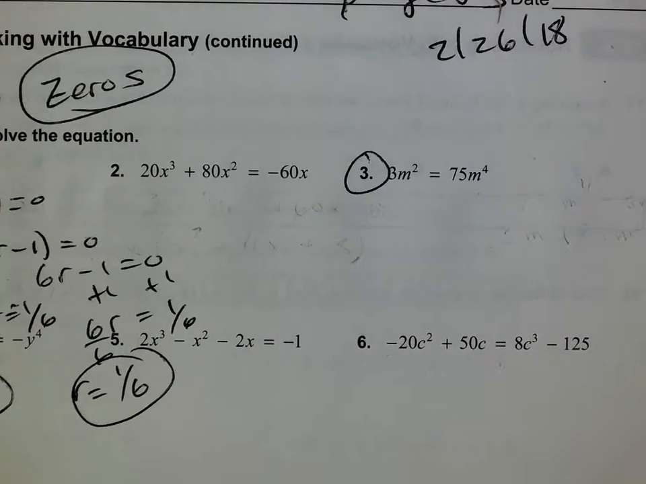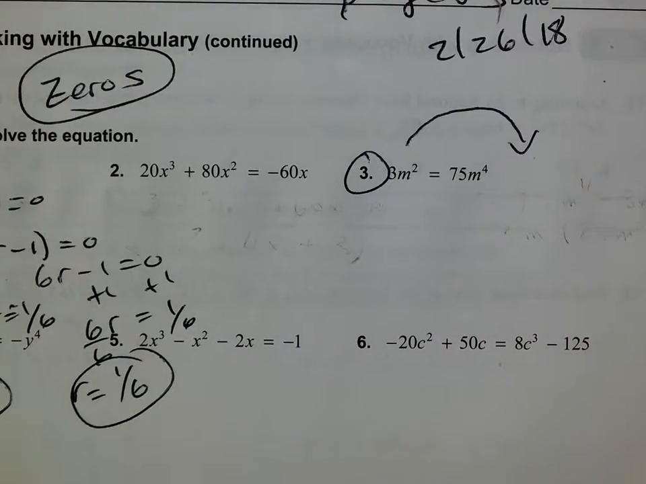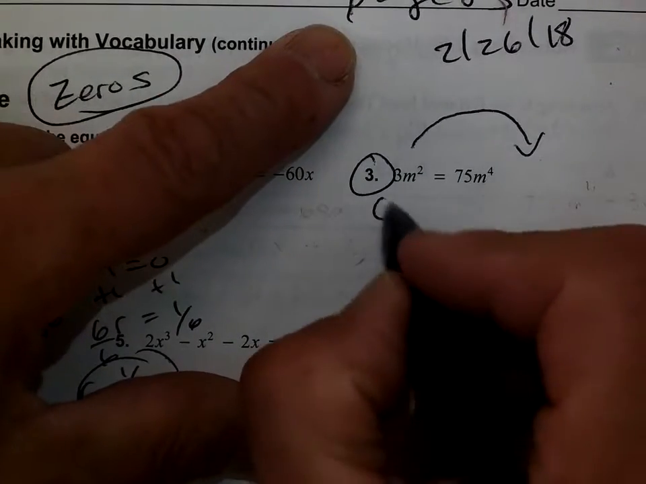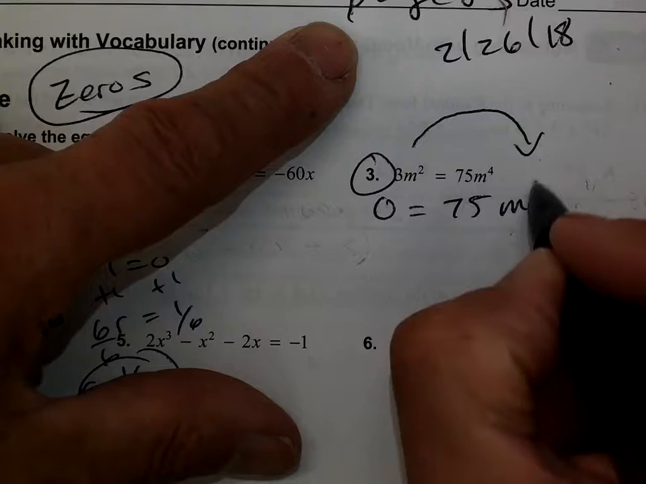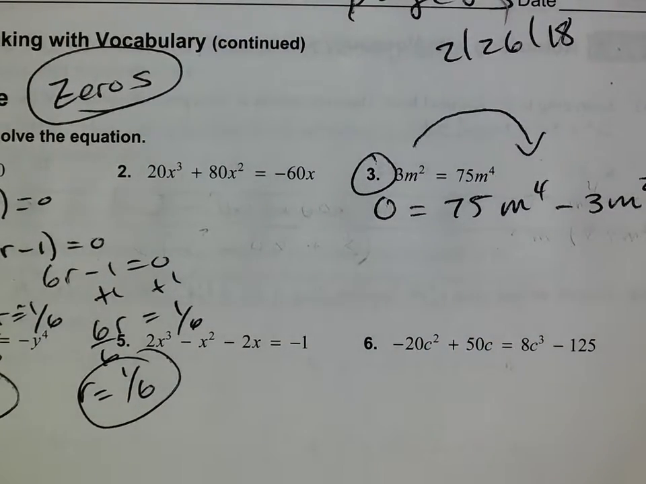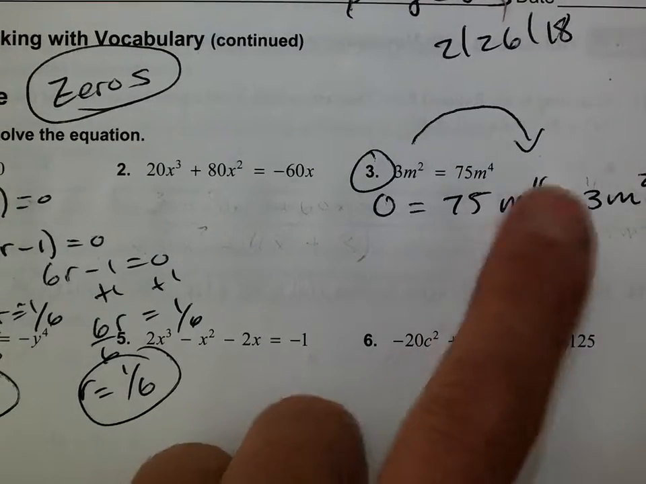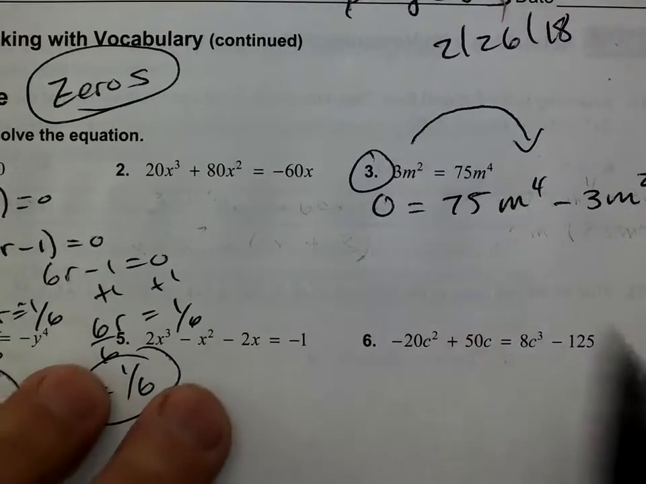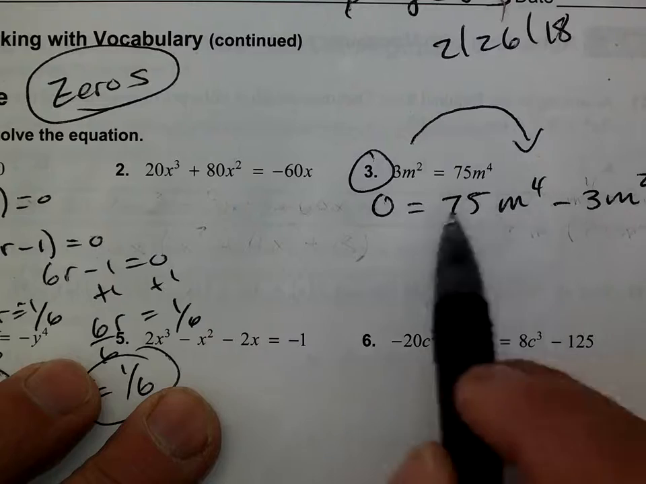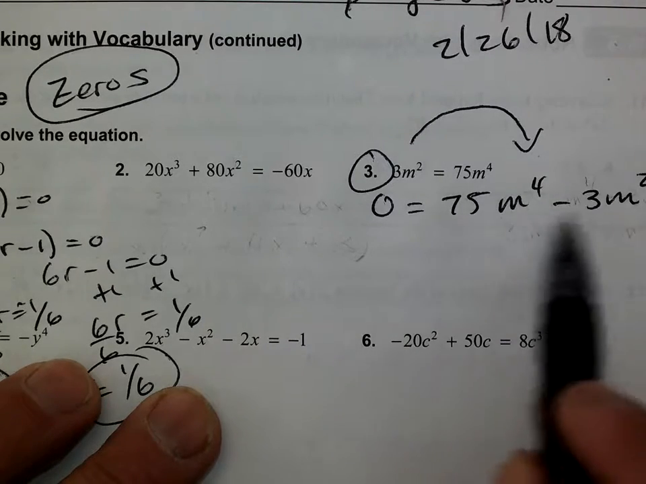Does that make sense? So I'm going to bring the 3m squared to the other side to make it equal to 0. If I want to find zeros, let's make it equal 0. So 0 equals 75m to the 4th minus 3m squared. I know there's going to be 4 answers for sure. There's going to be 4 zeros because of the m to the 4th. So first thing I'm going to do is factor out, how about 3m squared?